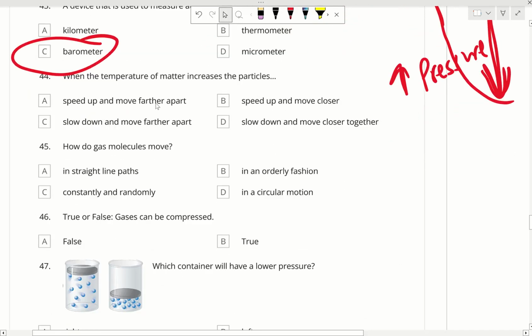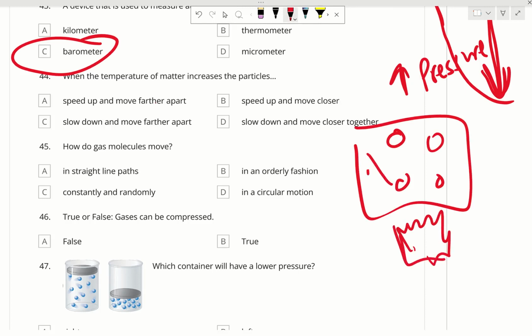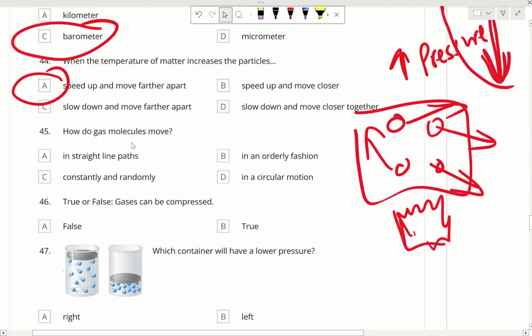44. When the temperature of matter increases, the particles, so remember these little particles of matter, if I increase the temperature, the particles are going to move faster and farther apart. So they speed up and move farther apart.